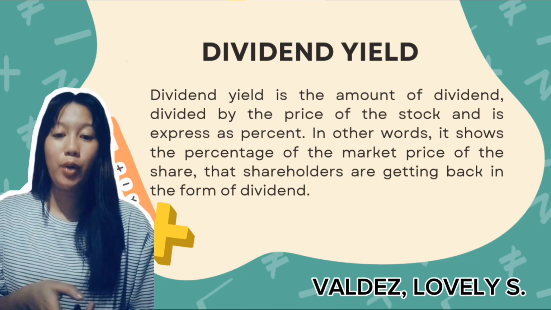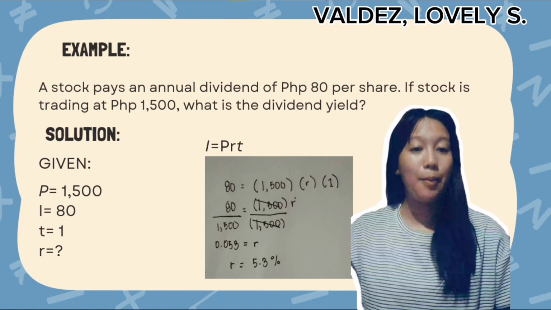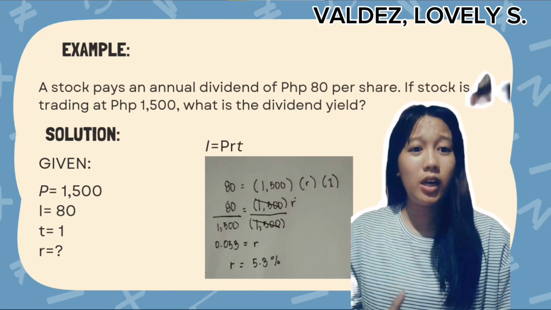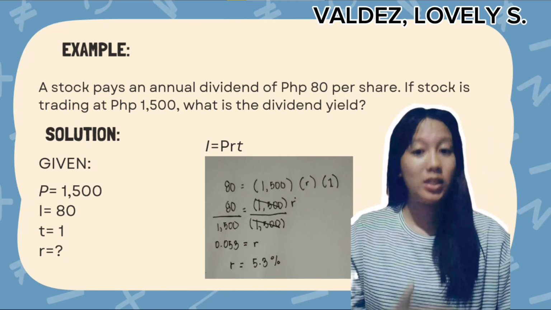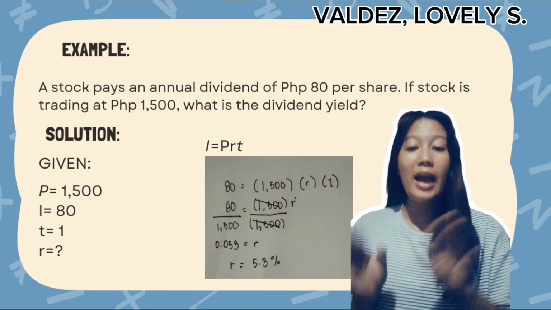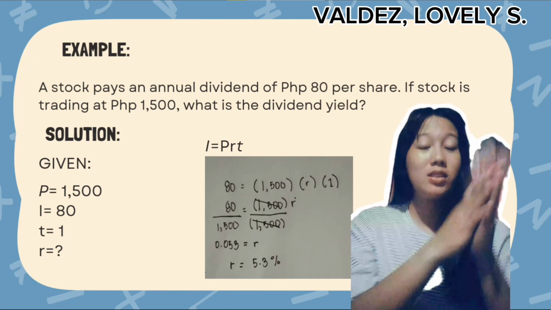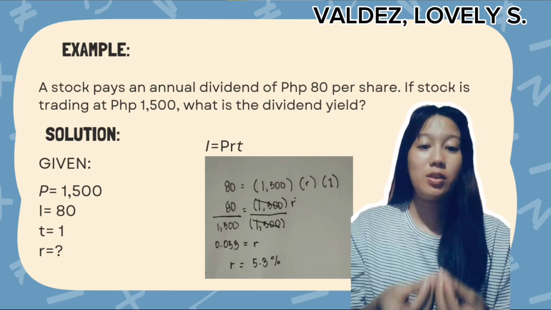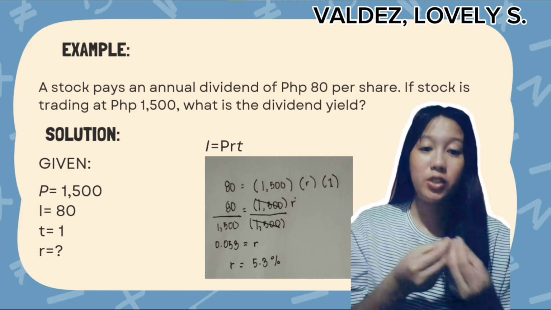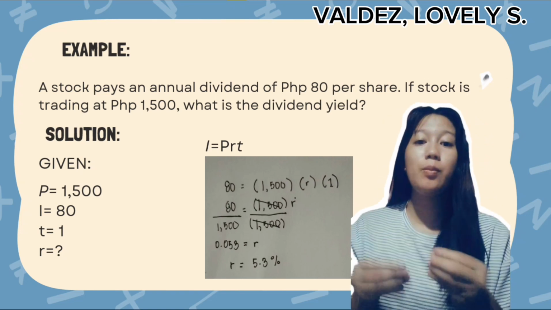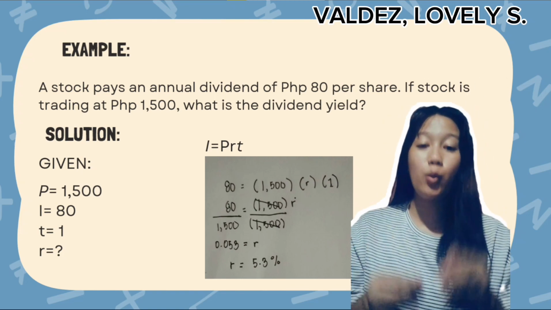So I have an example. A stock pays an annual dividend of 80 pesos per share. If the stock is trading at 1,500 pesos, what is the dividend yield? So this is the given. P is equal to 1,500, I is equal to 80, T is equal to 1 because it says here annual, and annual is equal to 1. And the R, we will find later, because R is the dividend over the market price per share, or the rate or the percentage. As I said earlier, we use the simple interest formula, which is I equals PRT.